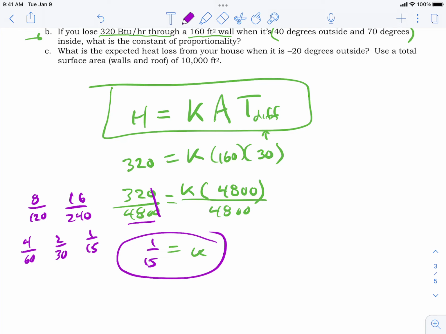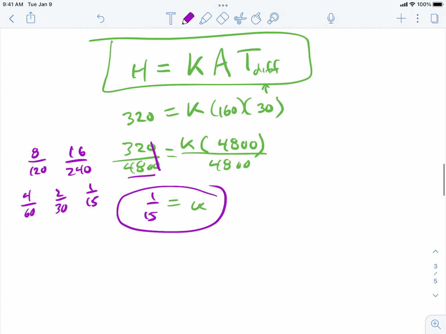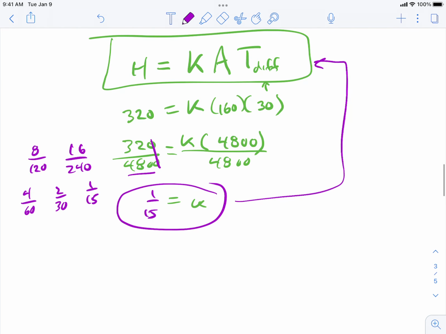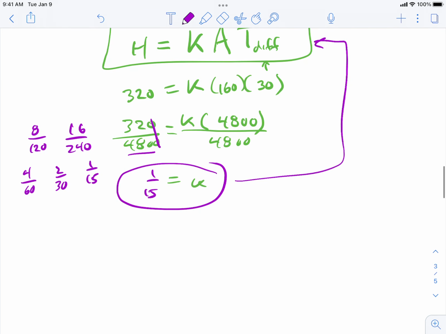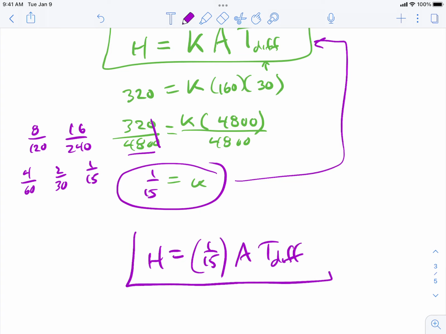Just because this is a video and it's going to get posted, let me get my calculator out and double check that. 320 divided by 4,800 is 1/15. Good, I got it right. K is 1/15. So what can we do with that K? Well, we can finish writing the formula. So for this house, at this climate, the heat loss is 1/15 times the area times the temperature difference. This formula applies to our house.